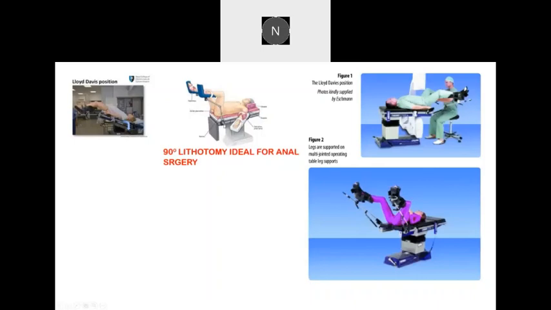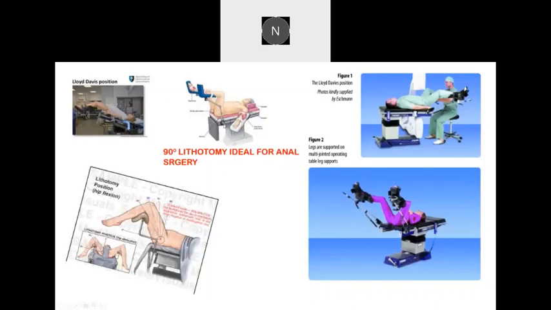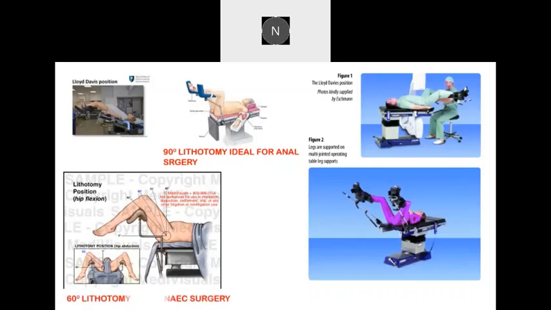I'll show you another lithotomy position. This is a 60 degree lithotomy position. You can see the angulation of the thigh is a little different. So what is the difference you see between these two lithotomy positions? Where is the leg supported? For 90 degree, it is supported at the foot and calf. More at the leg. There is nothing at the knee joint. Whereas for the 60 degrees, it is always supported at the knee joint.